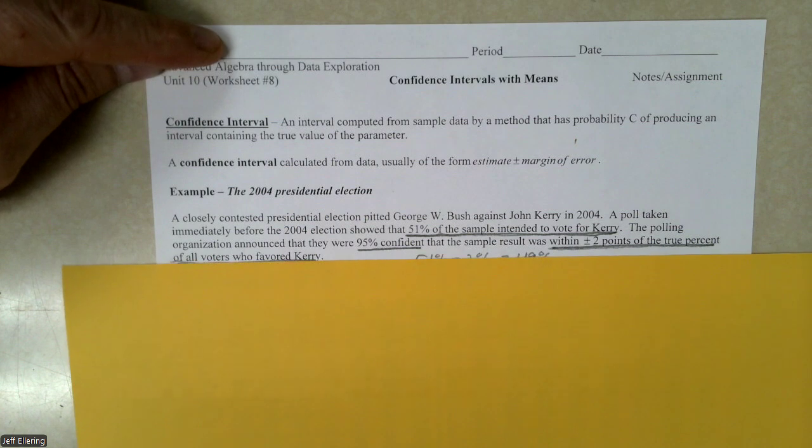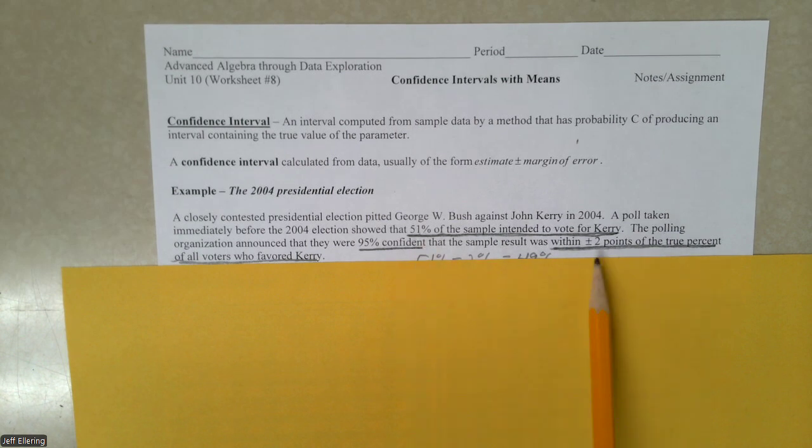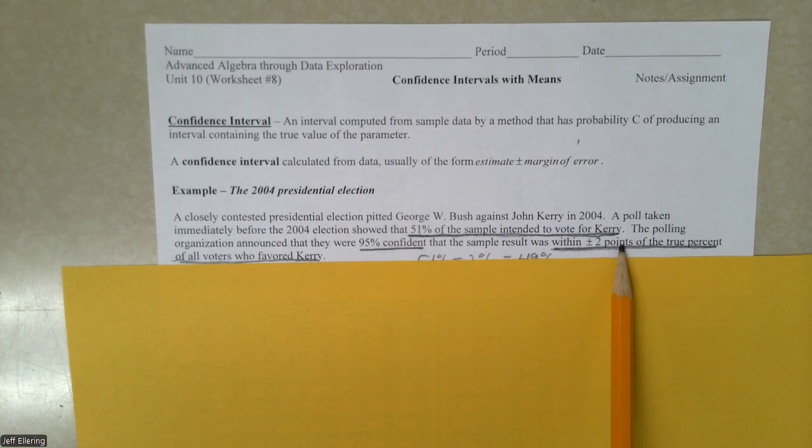Our first example, a closely contested presidential election pitted George W. Bush against John Kerry in 2004. A poll taken immediately before the 2004 election showed that 51% of the sample intended to vote for Kerry. The polling organization announced that they were 95% confident that the sample result was within plus or minus 2 points of the true percent of all voters who favored Kerry. So 51% within plus or minus 2 points, and it's a 95% confidence.